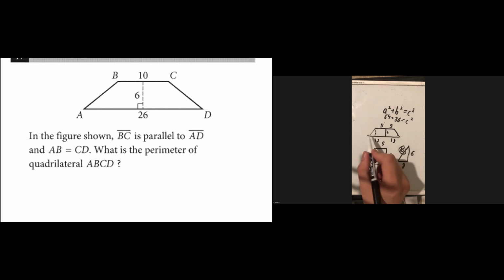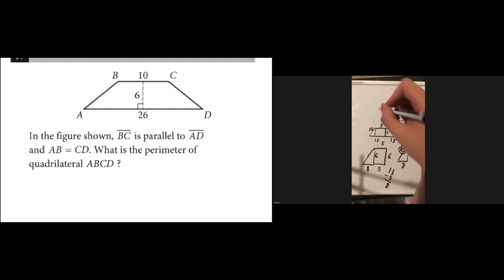So now that we know that, this is equal to 10 and this is equal to 10, because they're equal to each other. And so now we just add everything up. We have the 10 from the top plus the 10 from the left side plus the 10 from the right side plus the 26 from the bottom, which gets us 30 plus 26. So that's 56 as the perimeter.